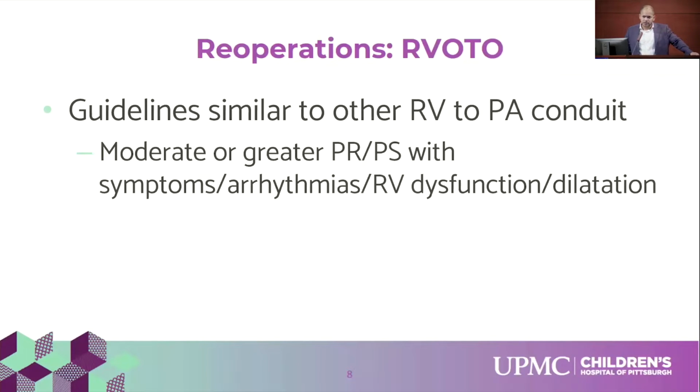If you look at the ACHD guidelines, they refer you back to the other RV to PA conduit conditions. So the same guidelines which apply to your truncus or double outlet, they refer you back to that. And it's the same: moderate or greater PR or PS with symptoms, arrhythmia, RV dysfunction, and dilatation. When you look at RV dilatation and you're looking at numbers, my advice is don't hang your hat on that, because when you're doing the Rastelli, a significant portion of the RV volume could be taken up by the baffle. So what is a normal RV volume for someone else may not be normal with this, so take it with a grain of salt.